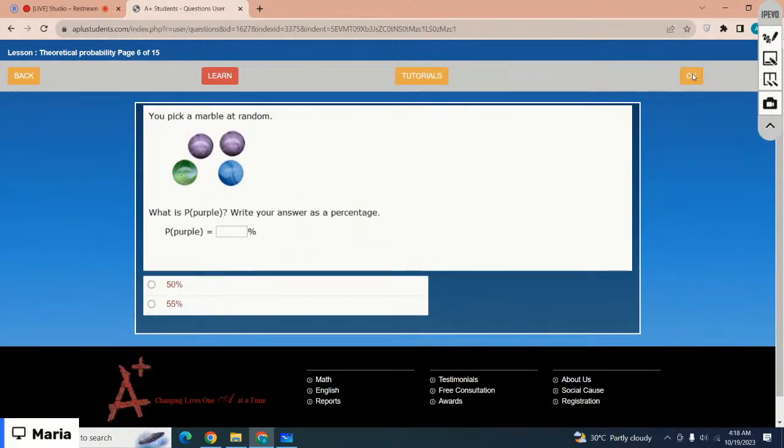Okay, you pick a marble at random. What is the probability of purple? Which is the correct option?